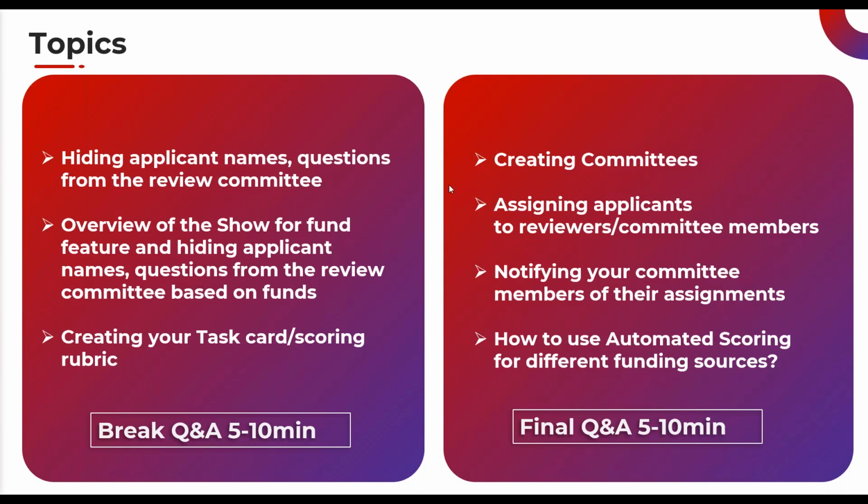Just a brief overview of the topics that we're going to be covering. We're going to be talking about hiding applicant names. If you have a review process and it's a blind review process, you don't want your reviewers to know the names of the individuals they're reviewing. We'll talk about how to hide that information from your reviewers, any identifying information. Along with that, we'll talk about the show for fund feature since that's in the same location. And then we'll talk about how to create those scorecards and task cards that you give to your reviewers to answer questions so that you know how they feel about a specific applicant.